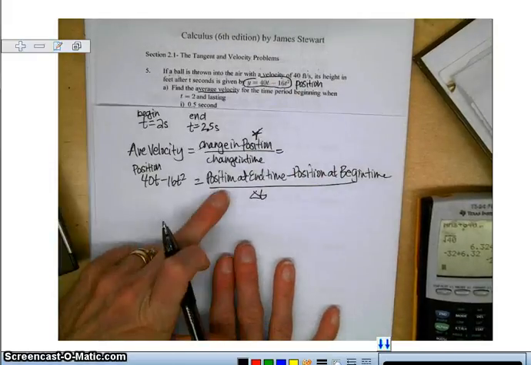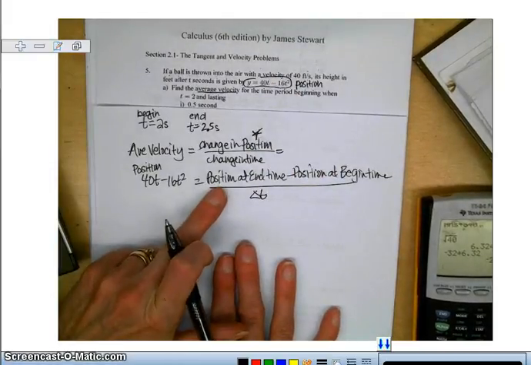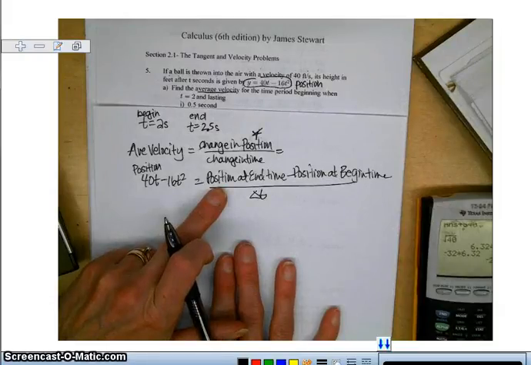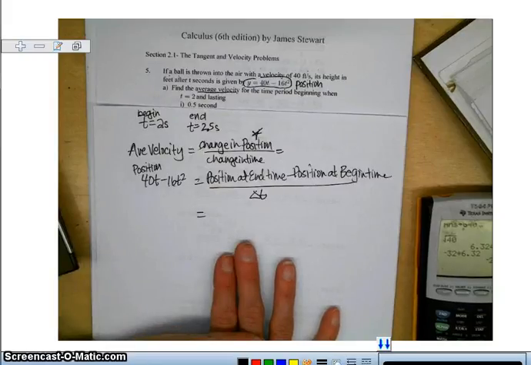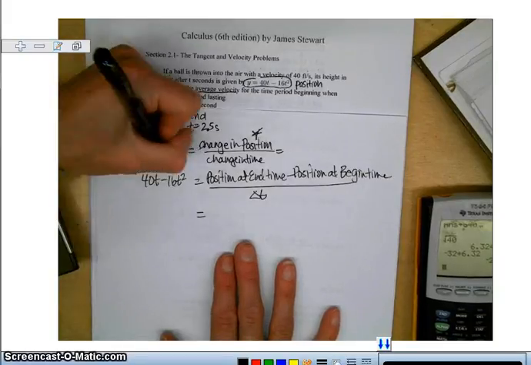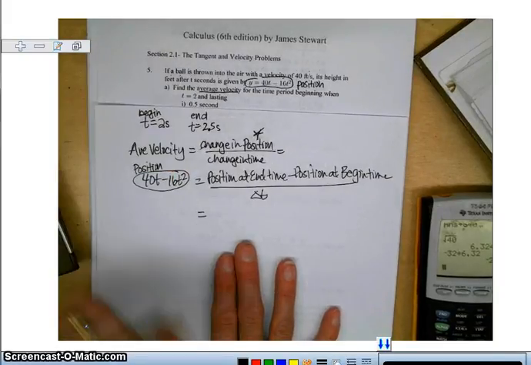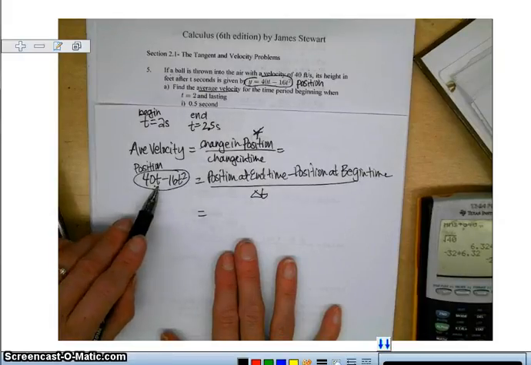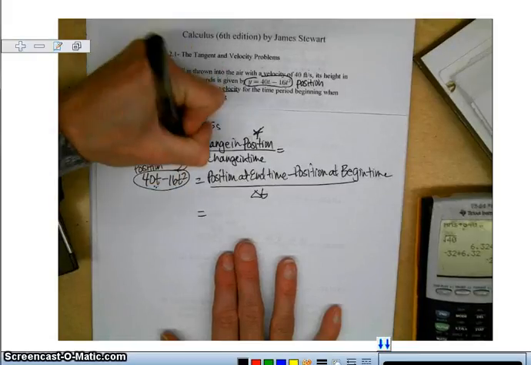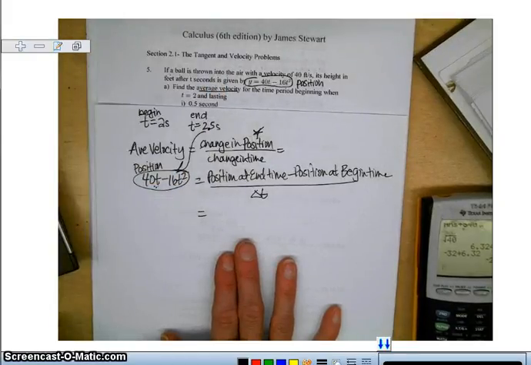Okay, so how do I find the position at the ending time? What is the ending time? 2.5. Where would I put 2.5 to find the position at the ending time? Wouldn't you put it in there? Isn't that the position at a given time? So the position at 2.5 seconds, I would take and put 2.5 into that position function.